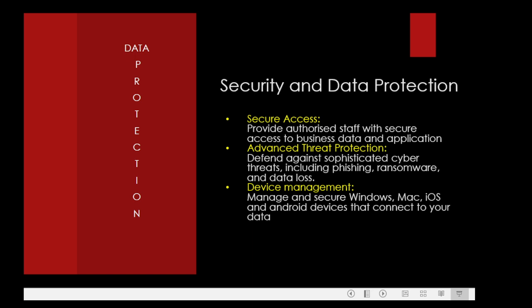And then moving on, we look at advanced threat protection. So we spoke about providing authorized staff with secure access to business data and applications, and only what they need. Then you've got defending against sophisticated cyber threats, including phishing, ransomware, and data loss. What you're looking at here, primarily phishing, ransomware and data loss, is around staff training. You might have the technology in place, you might have the firewalls in place, you might have email filters in place, but the next part here is training your staff. Staff training is the final link in the vulnerability area or in the gap in security.